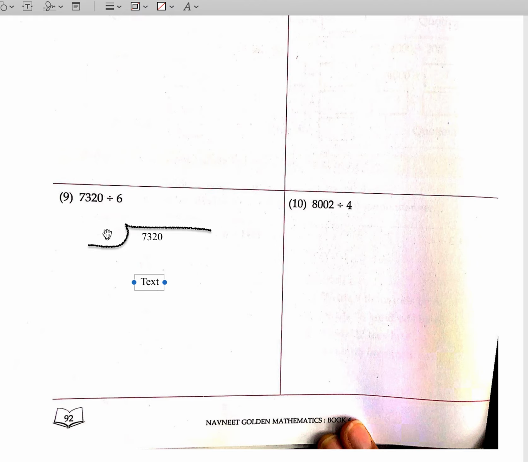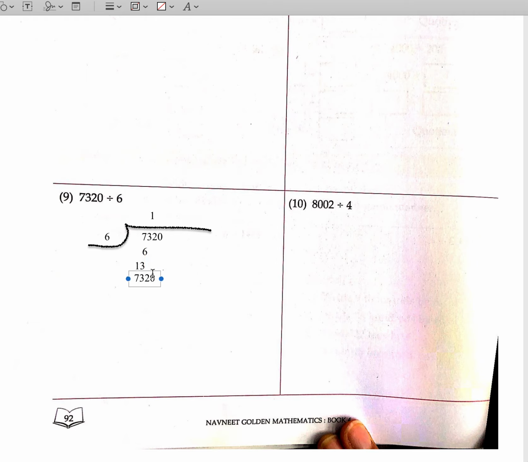Now since 7 is bigger than 6, our number in the first quotient would be 1, because 6 into 1 is equal to 6. Now we'll write 6 here, and then we will do 7 minus 6, which is equal to 1. अभी हम next number जो है 3, उसको हम नीचे लेके आएंगे. So now we will write 3. So that makes 13.